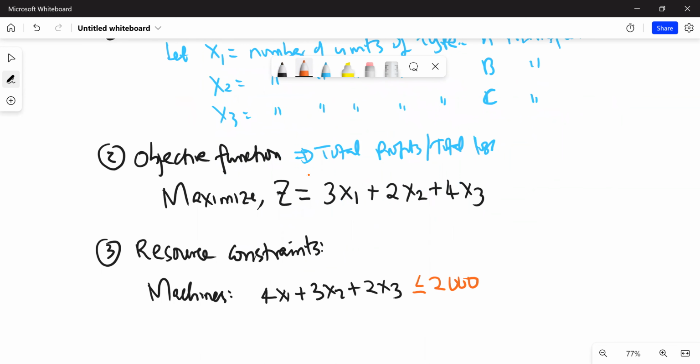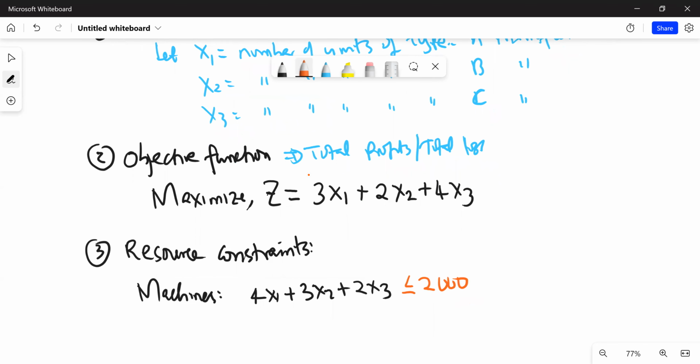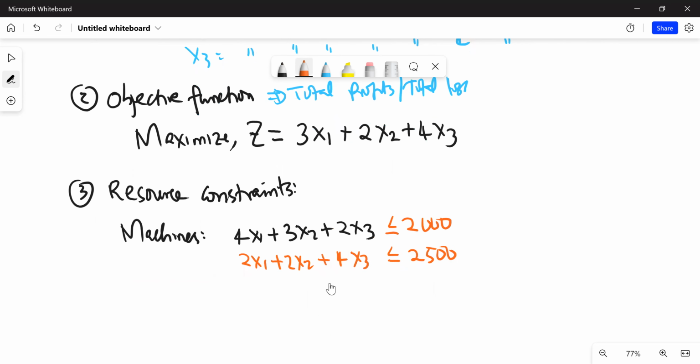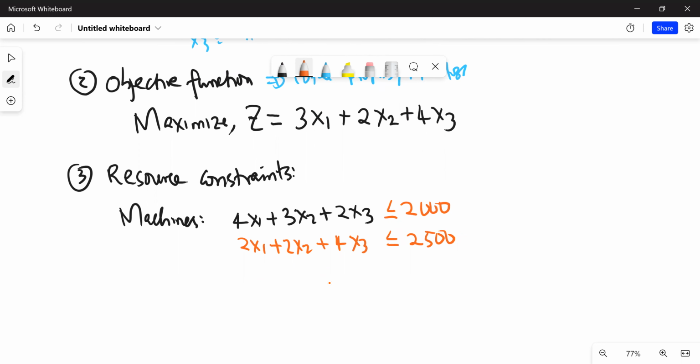In a similar way, for machine 2, we have 2x1 plus 2x2 plus 4x3, which must be less than 2,500. So in terms of machines, those are our constraints. Those are our resource restrictions. In terms of demand or production, you cannot produce indefinitely, there must be some controls.